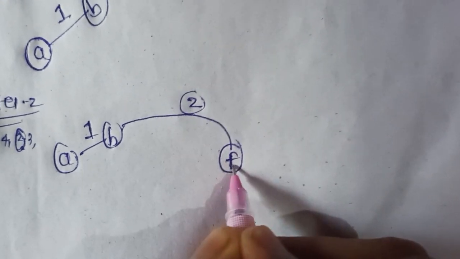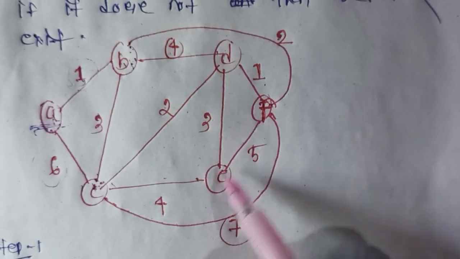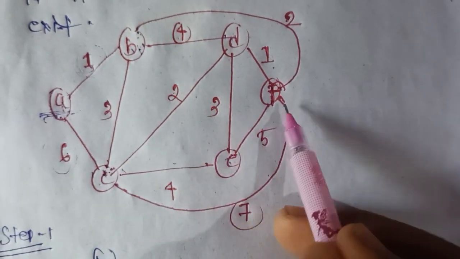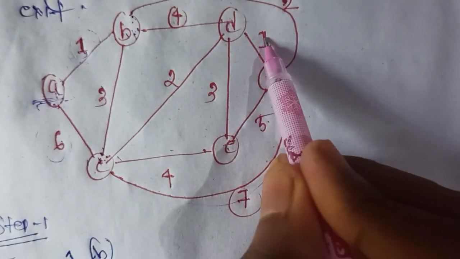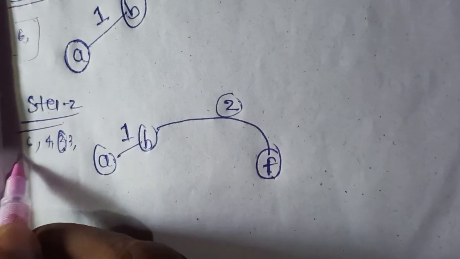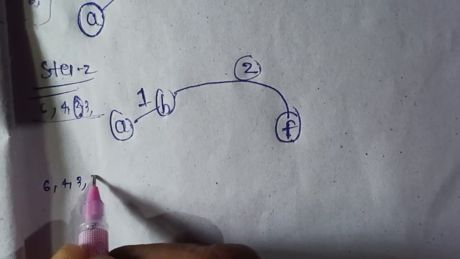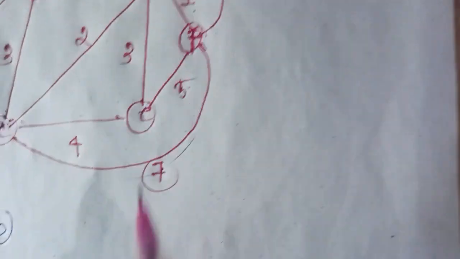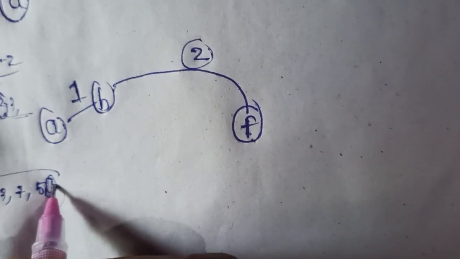Now we will go to the position F. See the graph in the position F. Here the adjacent nodes are what? E, D and C, and the corresponding weights are 7, 5 and 1. Here the remaining are already 6, 4, 3, and now 7, 5, 1. So here what is the minimum? 1 is the minimum.